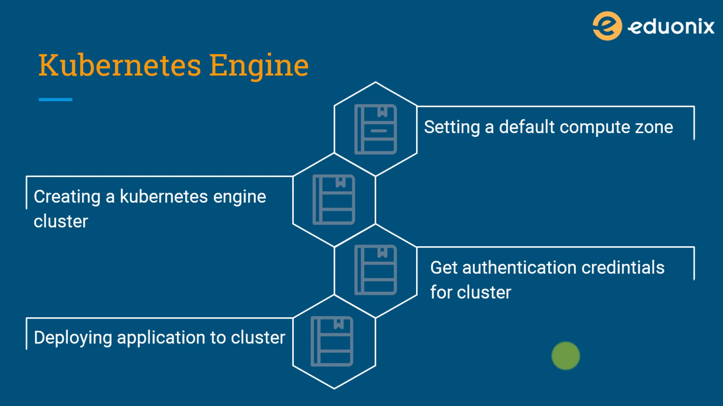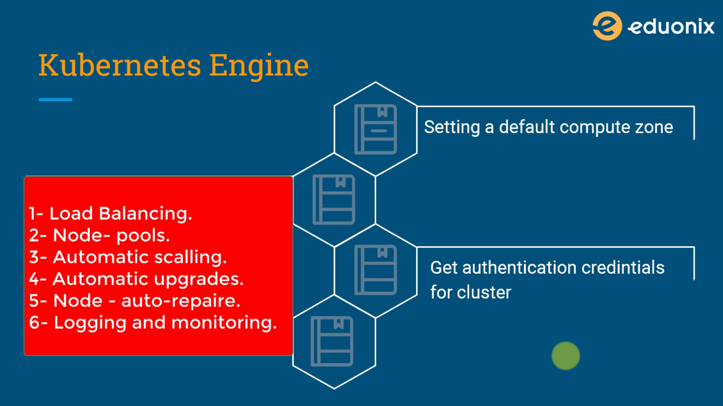There are a lot of cluster management features that Google Cloud Platform provides, like load balancing for Compute Engine instances, and node pools to designate a subset of nodes within a cluster for additional flexibility, and automatic scaling of your cluster's node instance count, and automatic upgrades for your cluster's node software. Then node auto repair to maintain node health and availability, and the last one is logging and monitoring using Stackdriver for visibility into your cluster.